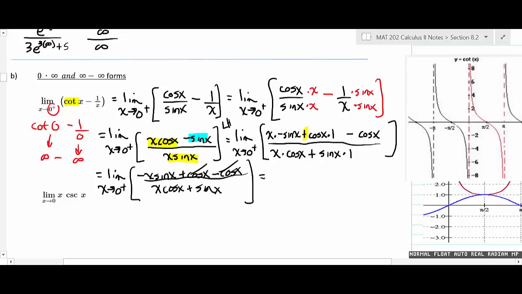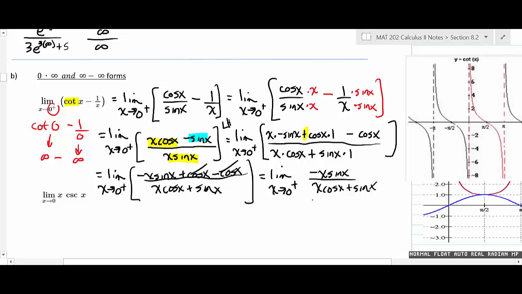So then you would have the limit as x goes to 0 from the right of negative x sine x over x cosine x plus sine x. Unfortunately, it looks like we still have a 0 over 0 limit. We do, because sine of 0 is 0, or an x is 0. That whole numerator is 0, and so is the denominator.